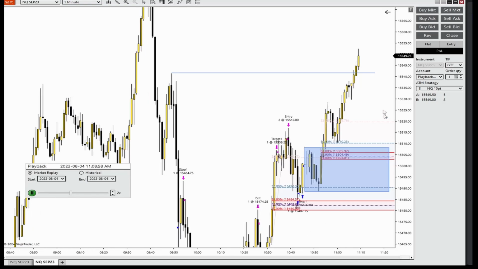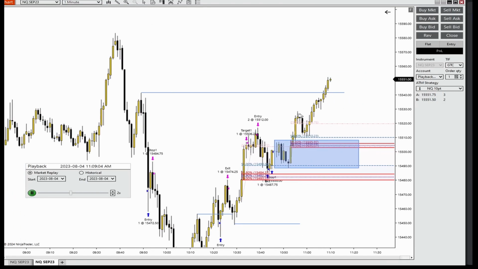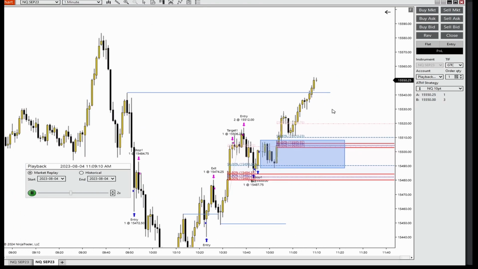We'll see if we find one more trade in here. I definitely think we retest this area of interest.